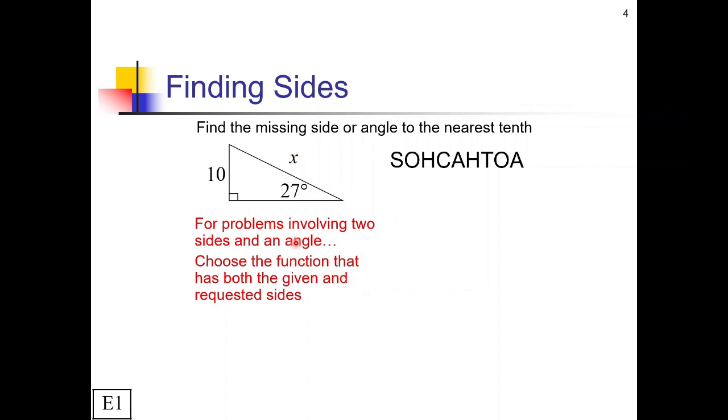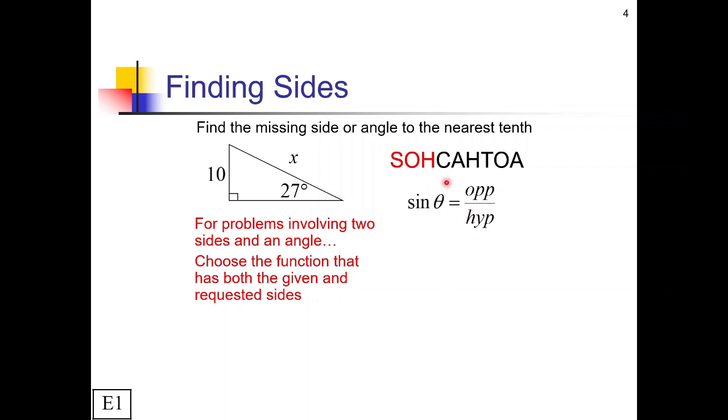So just thinking this through, x is the hypotenuse. That's the easiest one to pick out since it's across from the right angle. 10 is across from the given angle, so that makes 10 the opposite side. So we have O and H, that's SOH. So that means that we would use our sine of theta equals opposite over hypotenuse ratio here.